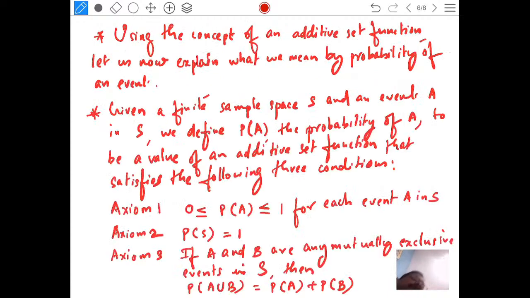In the first probability axiom, it says 0 less than or equal to P of A less than or equal to 1. So the value is limited to 1.